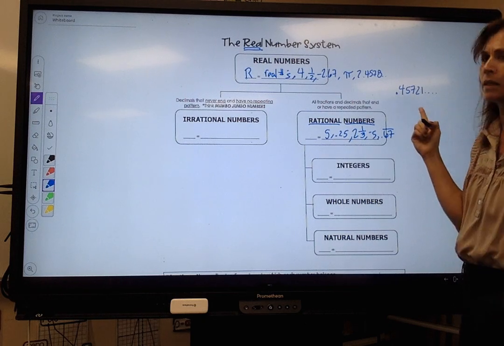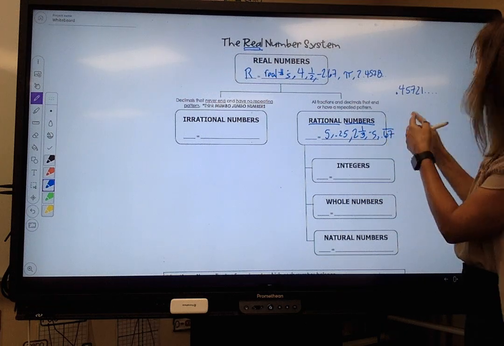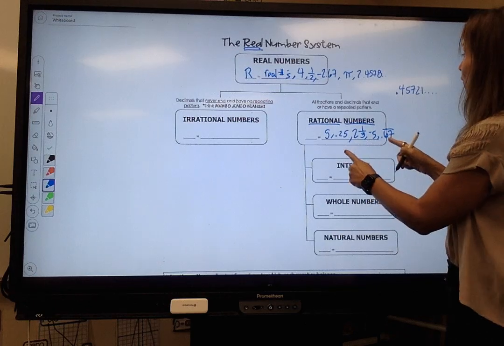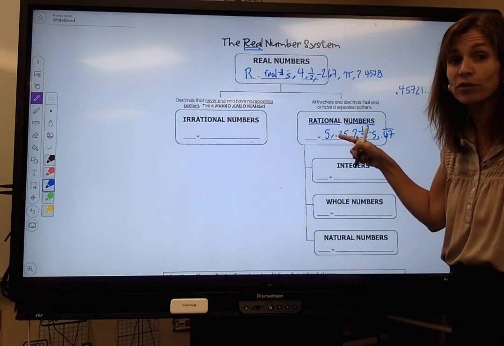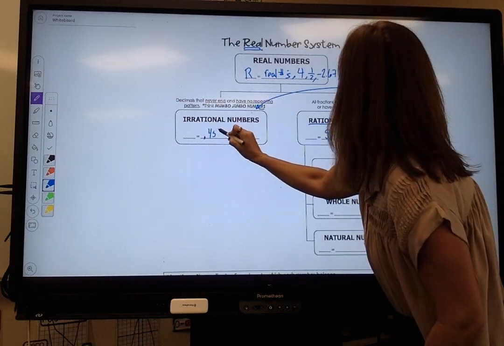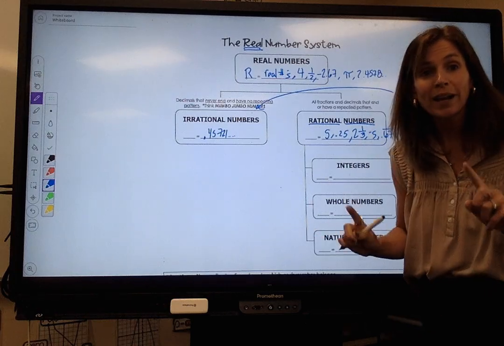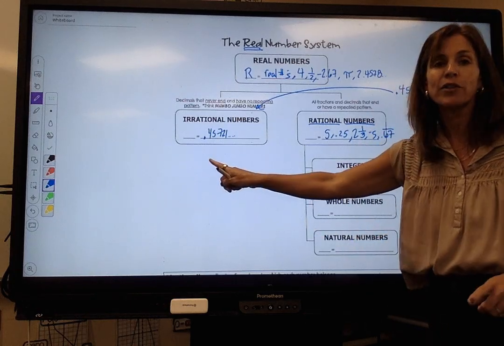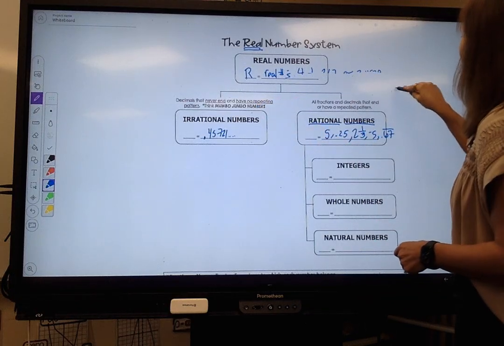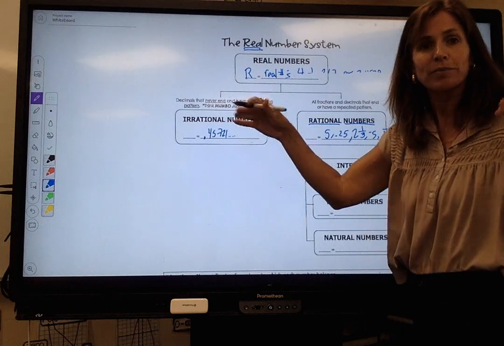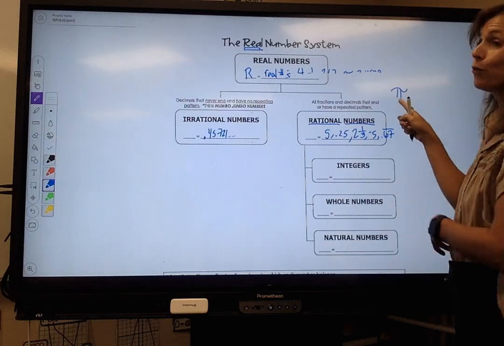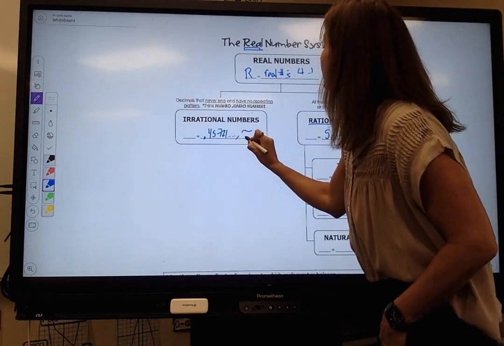Now, look at a number like this, 0.45721 and so on. Can you even say that? Because it never ever ends. You can't even say it. So I cannot make it fit the form A over B. Therefore, it doesn't go in the rational number category. It's going to go in the irrational number category. So if you look at that, any number that you cannot fit the form A over B, irrational. Just throw it in there. So what about pi? You know, you hear about these people memorizing a hundred places of pi. Great. Good for you. But it never ever ends. So I can't force it to fit the form A over B, so I'm going to put it into irrational numbers.